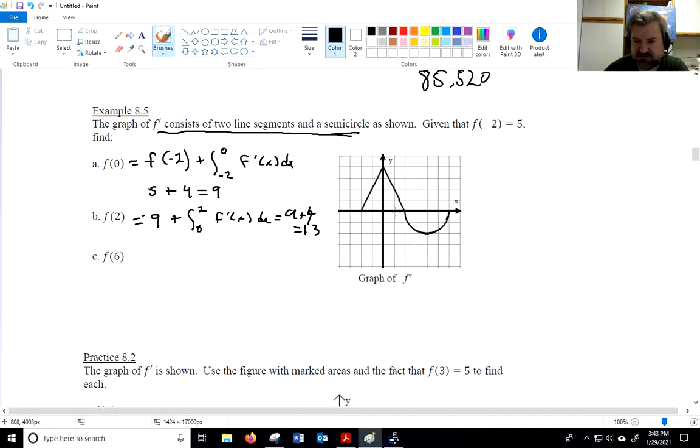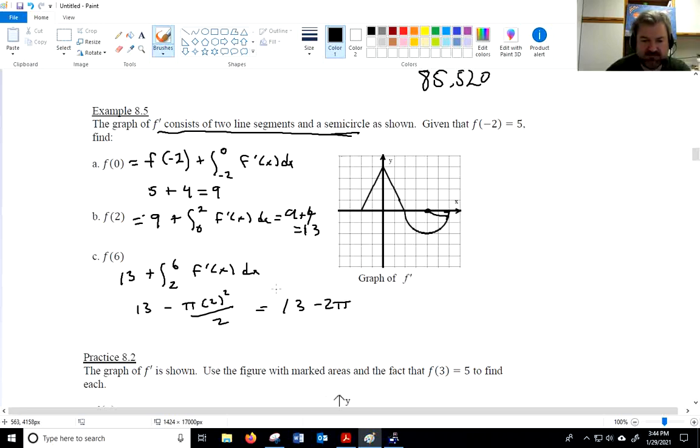Then f of 6 would be equal to f of 2, which is 13, plus the integral from 2 to 6 of f prime of x dx. Well, that is an area underneath the x-axis, so that will be a negative value. And it's a semicircle with a radius of 2. So it'll be 13 minus pi r squared. So pi 2 squared. The radius is 2, right, from here to here. But it's a half. So half of that is a semicircle. So that'll just be 13 minus 2 pi.